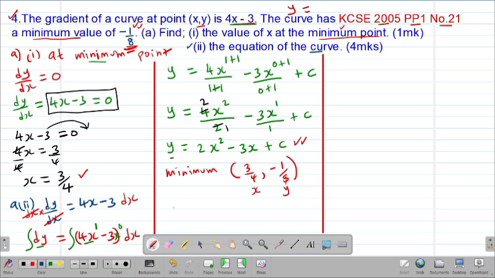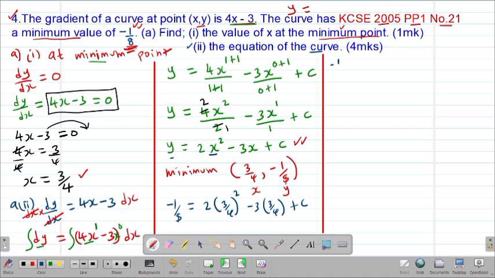So my y is negative 1 over 8, which is equal to 2 into my x, of course, is 3 over 4. Then it was x squared, so this will be squared. Then minus 3 into x, of course, my x is 3 over 4. Then, of course, plus the constant of integration.